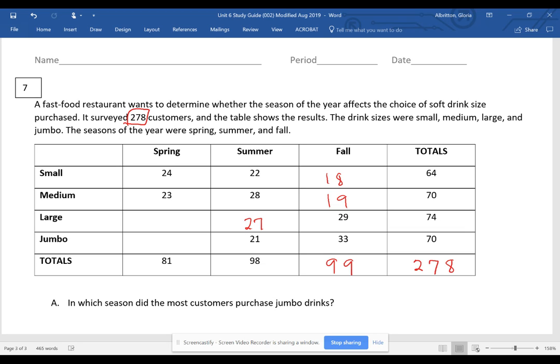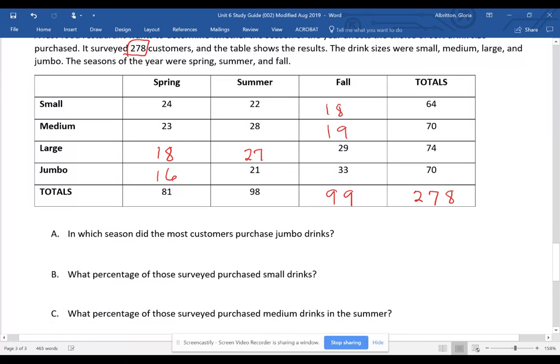And now I can do my large row because I've got some value plus 27 plus 29, total 74. That should be 18. And when we add up these three, 24, 23, 18, what more would give us 81? That would be 16. So we filled in the table. Now we should be able to answer the questions because it'll be based on the information from the table.